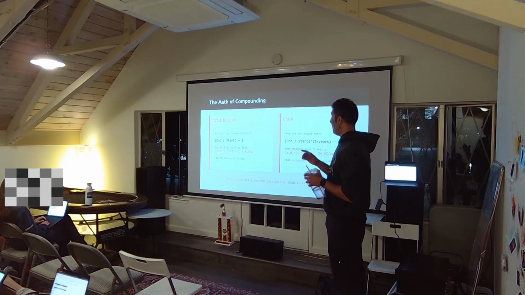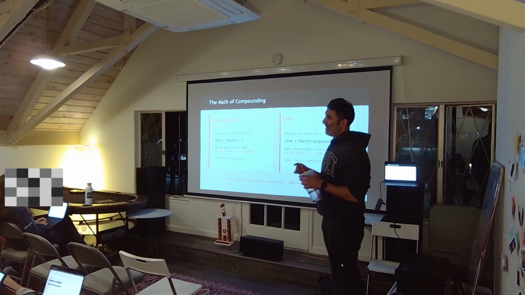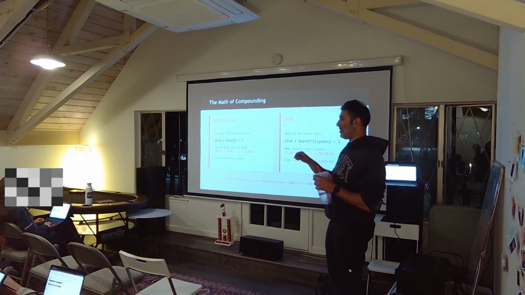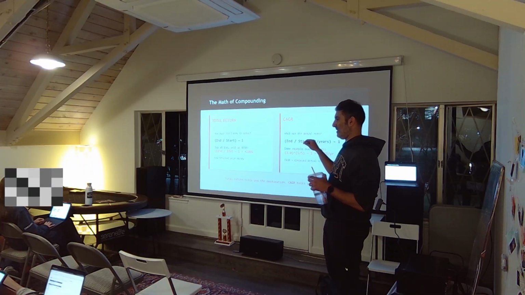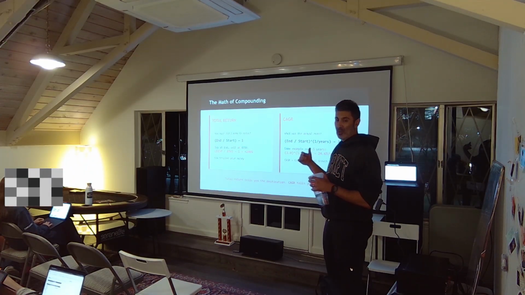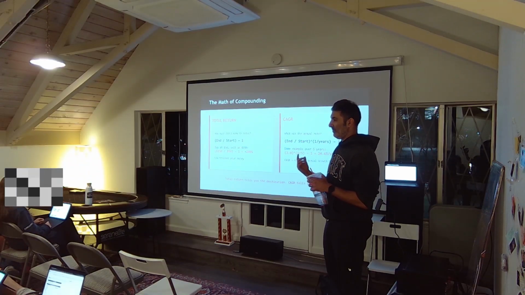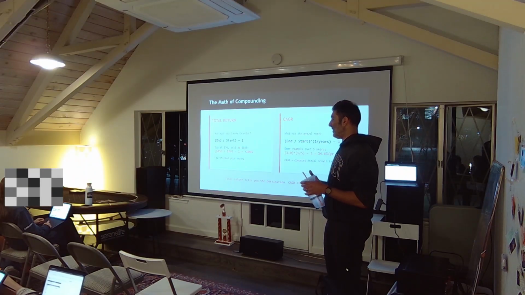Let me do it this way. Let's say you want to end up with $200. You start at $100, you end up at $200 over 10 years. What is the average amount you had to make a year to end up like that? 10%. The 10% is the answer that you would think, right?